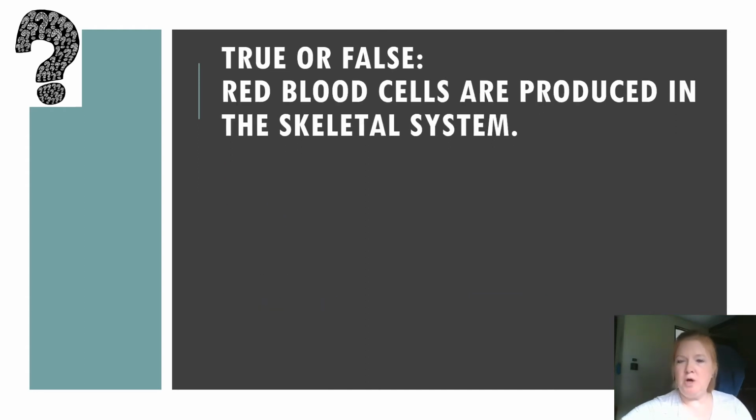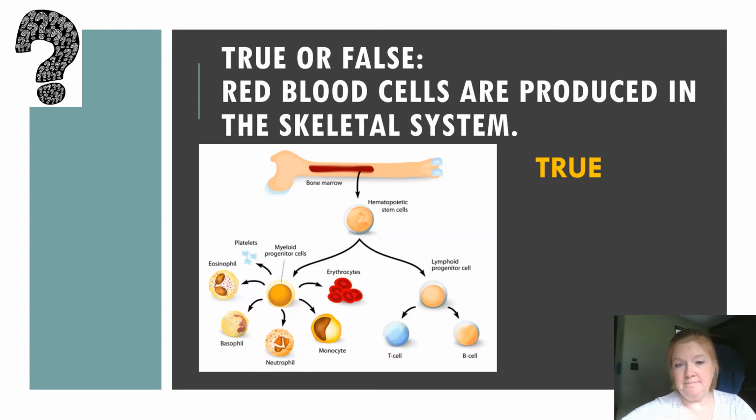True or false? Red blood cells are produced in the skeletal system. It's true. Hematopoiesis occurs in red marrow. So stem cells produce the formed elements of blood: red blood cells, white blood cells, and platelets.